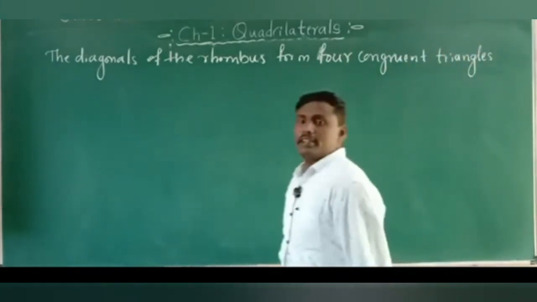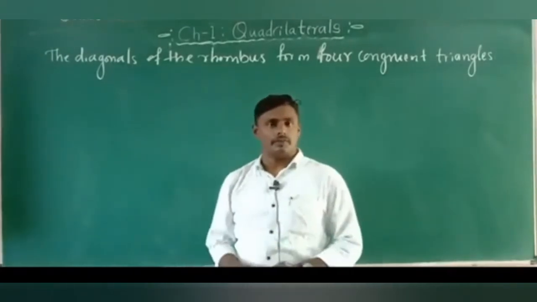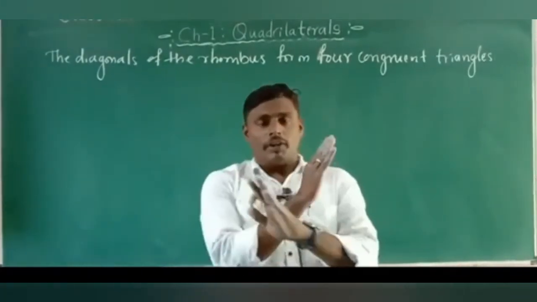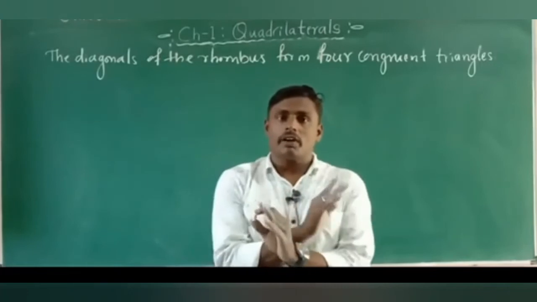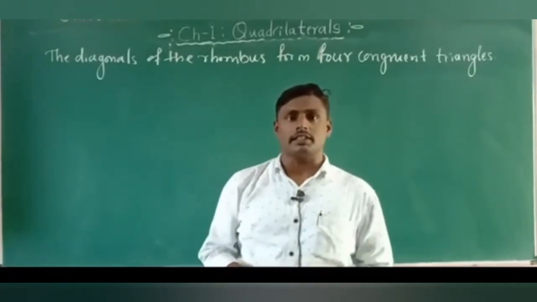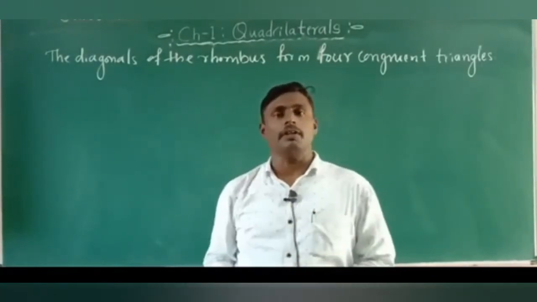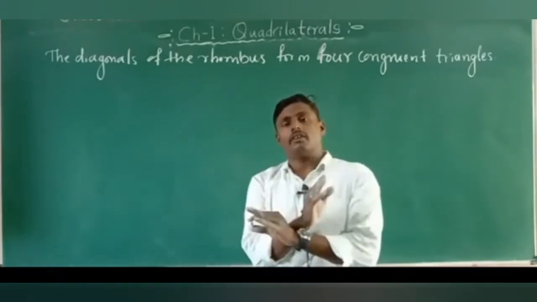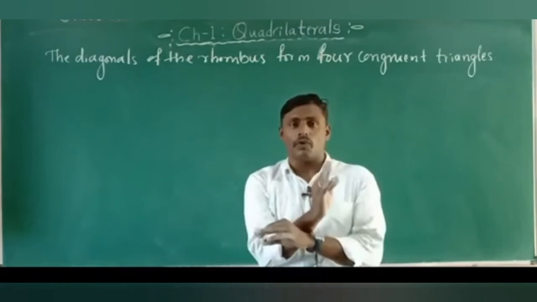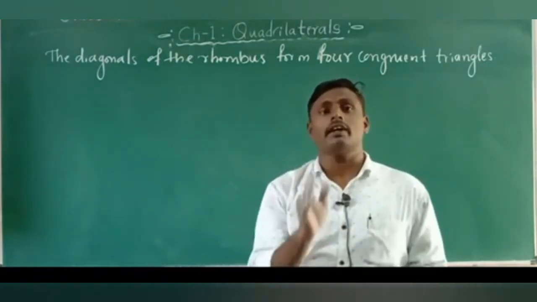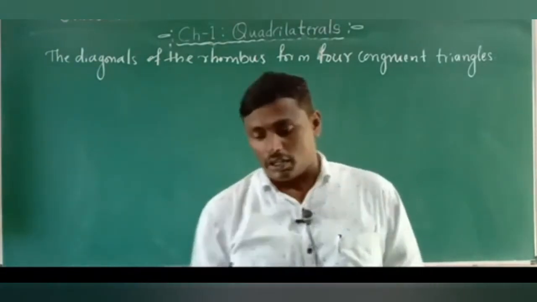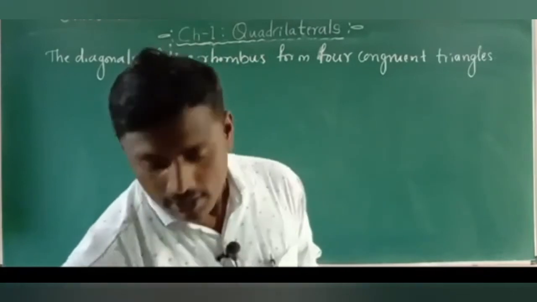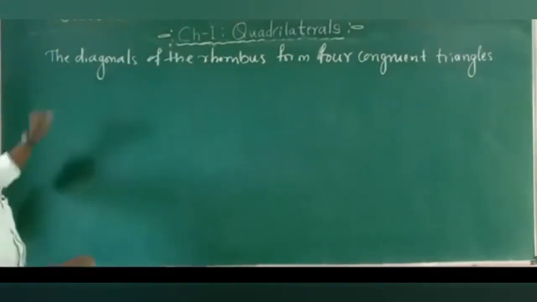So, we already discussed the properties of a rhombus. When the two diagonals of the rhombus intersect each other at one particular point, the diagonals divide the rhombus into 4 triangles, and all the 4 triangles are congruent to each other. So, we need to prove the given statement here.